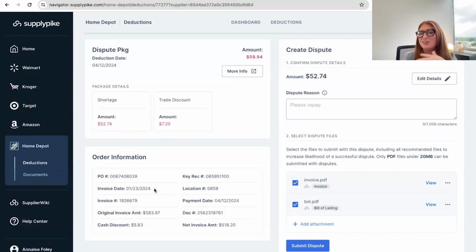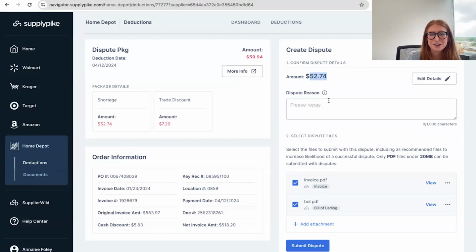And then, okay, let's say we're ready to dispute. So we've got our create dispute over here on the side. You'll notice that we always will populate the full shortage amount. This is just because we know that truly the shortages are kind of the low-hanging fruit with Home Depot and what suppliers are mostly going after. So we wanted to make that simple. So, you don't even have to think.